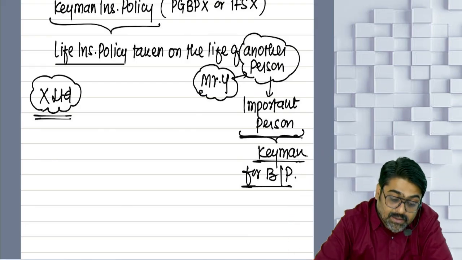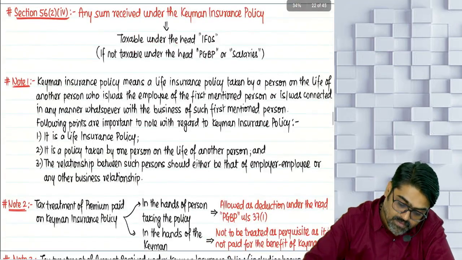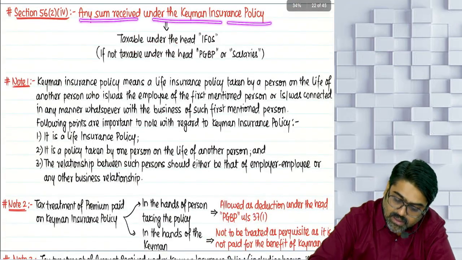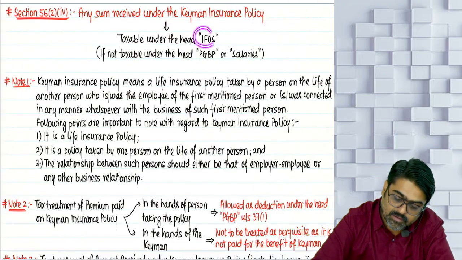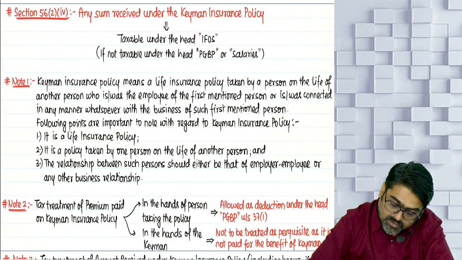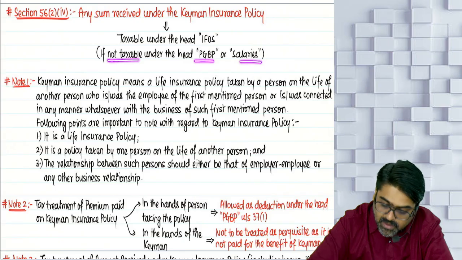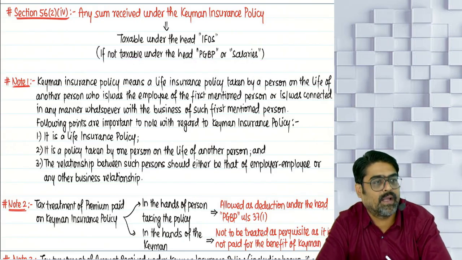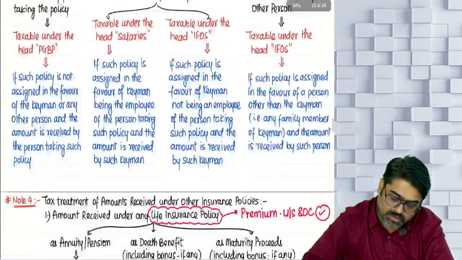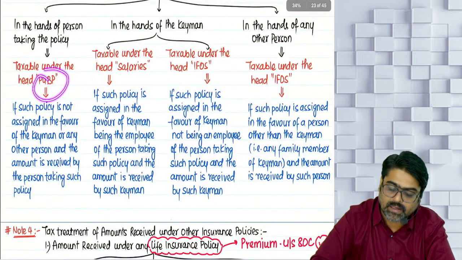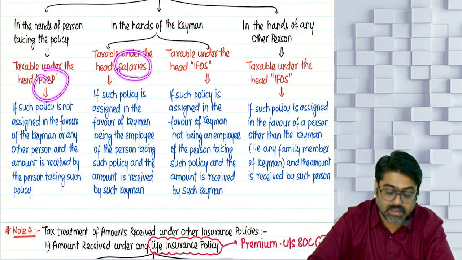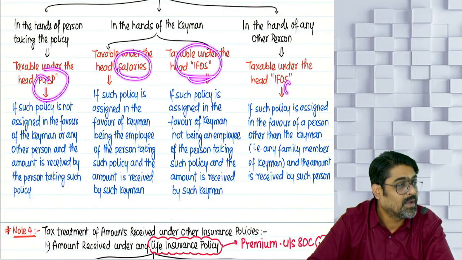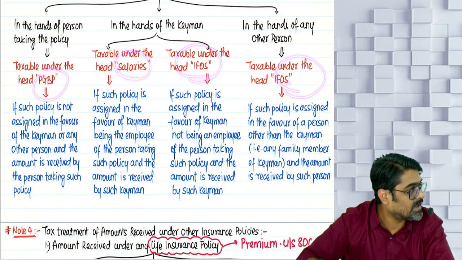Now see the discussion. Any sum received under the keyman insurance policy will be taxable under which head? First you will have to try that it gets taxable under the head PGBP. When it will be taxable under the head PGBP, when it will be taxable under the head salary, when it will be taxable under the head IFOS, I've already explained this entire thing.